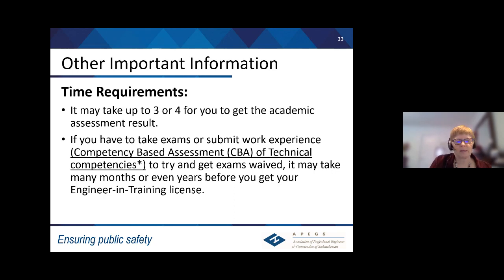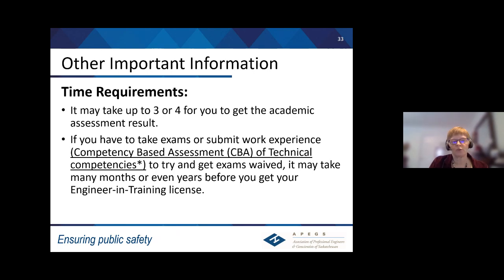So it may take up to 3 or 4 months to get the academic assessment result. And if you have to take exams or submit work experience, we have a competency-based online system now. If you're doing that to try and get exams waived, it may take many months or even years before you get your engineer in training license, but you should get the first result from the academic review within 3 to 4 months. And depending on the next steps, it may take a while after that before you actually get licensed as a member in training.